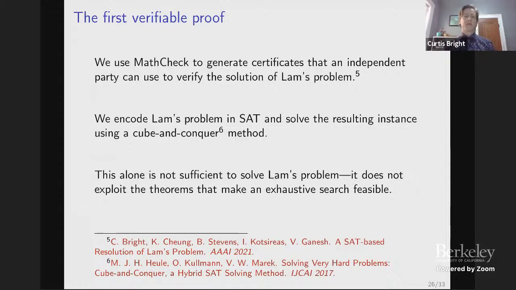We actually gave the first verifiable proof of Lam's problem. We did this, as I will describe, using reduction to SAT, and then used what's known as the cube and conquer method to solve the SAT instances. So this is a method pioneered by Marijn Heule and Oliver Kullmann and other collaborators. And it's an amazing method when it works. You can look at their talks on it. I'll just say what it does is you take this huge SAT instance and you split it up into bite-sized chunks.